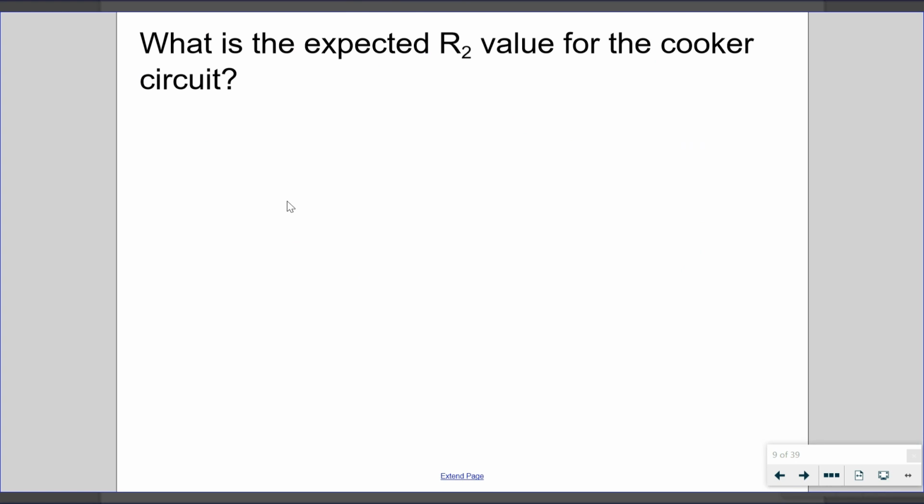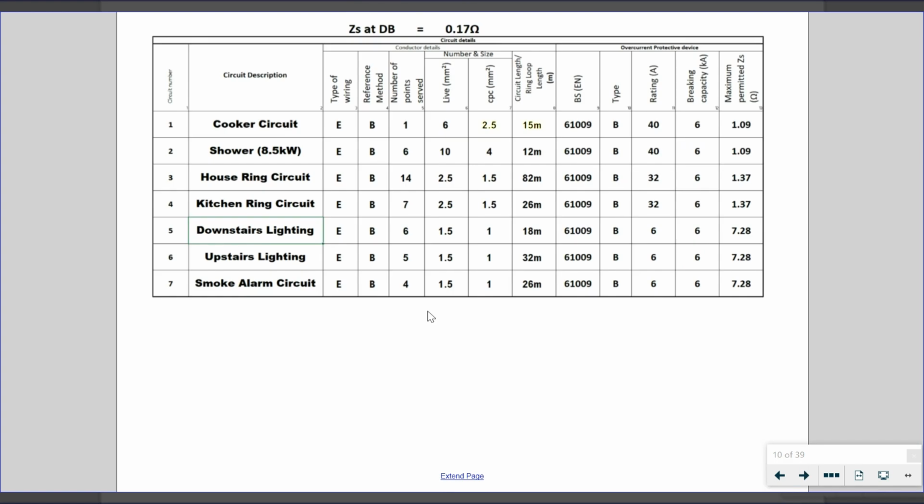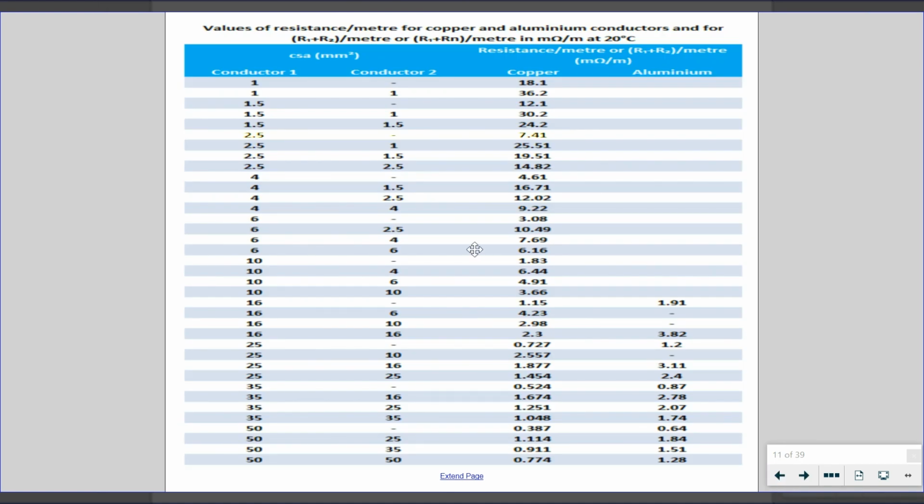So another type of question you might get, what's the expected R2 value? In this instance, I've said for the cooker circuit. For the cooker circuit, you'll see we have a 2.5 millimetre squared CPC with a 15 metre cable length. Okay, so the run is 15 metres. In your On-Site Guide, Table I1, or in your Guidance Note 3, Table B1, if you have a look there, you'll see the 2.5 millimetre squared conductor on its own has a milliohm per metre value of 7.41 milliohms per metre.